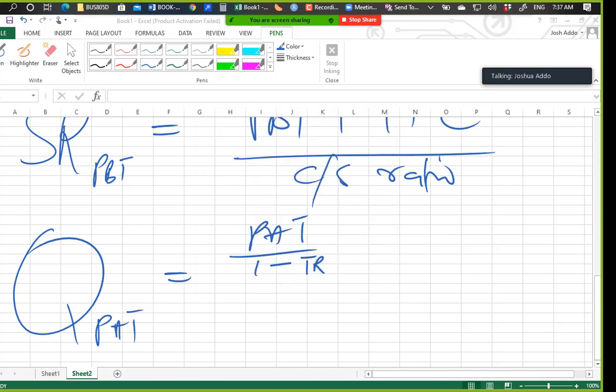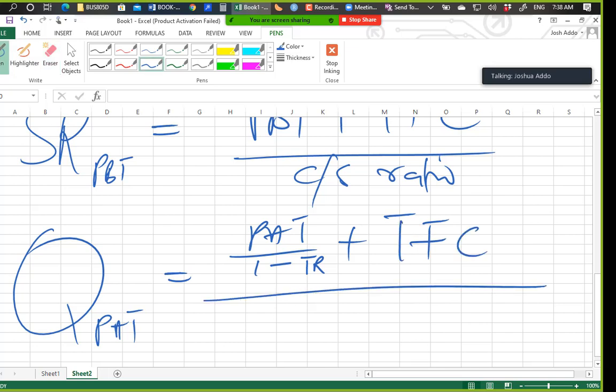Okay, so let's go ahead. So quantity to produce and sell, or quantity to sell to earn an after tax profit, a targeted profit after tax. The formula is that target profit after tax divided by 1 minus TR plus the total fixed cost, all divided by unit contribution.